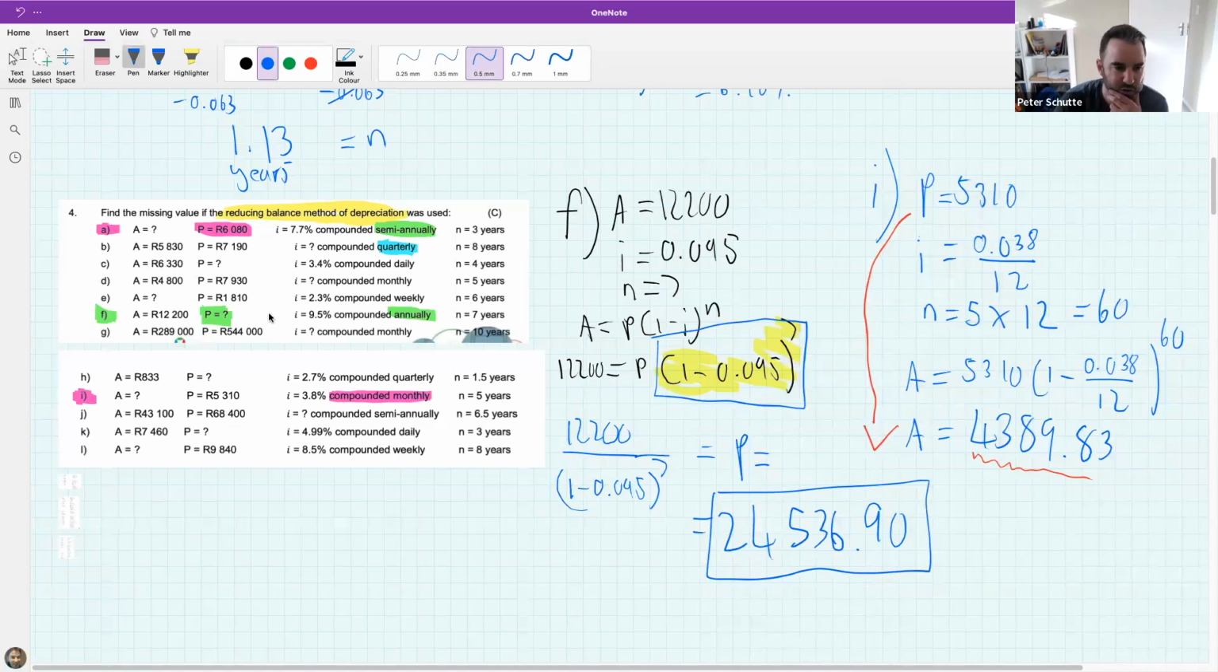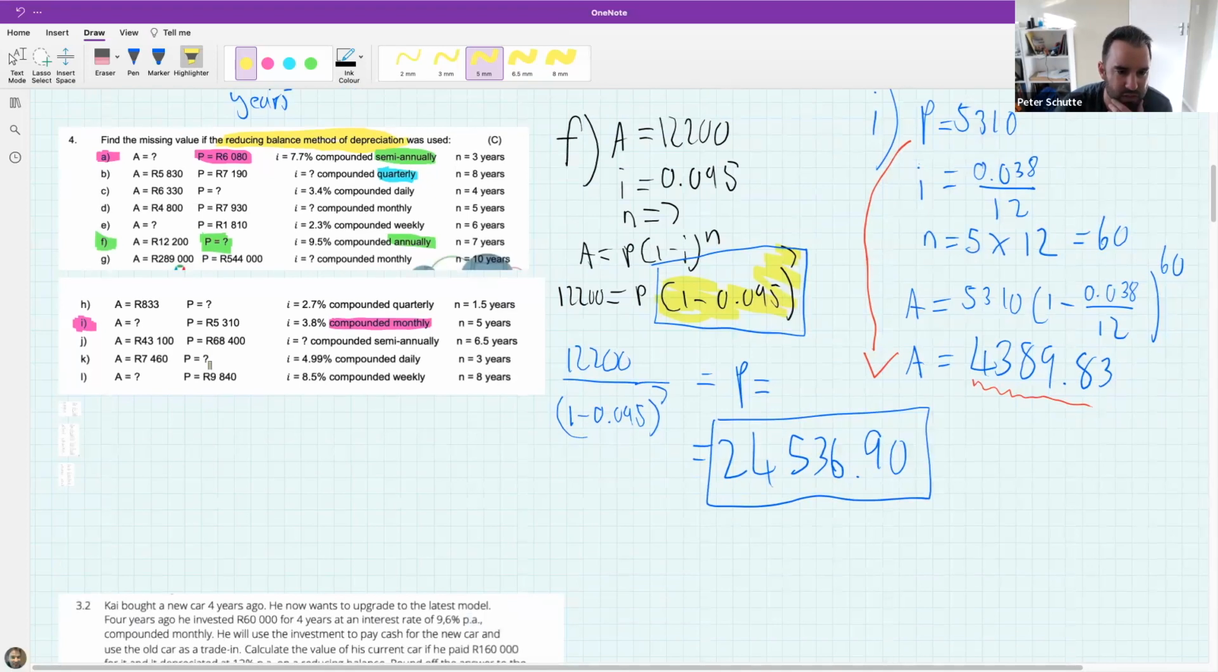Okay, well, what's one that we haven't done yet? So we found A, we found P. Is there any question which varies? All of these are actually only looking for A and for P. So I think we're okay with this type of question. Let's just do one more just to make sure we're good. Let's choose one that is finding P, compounding daily. Let's do H. Can you find what P is for question H?